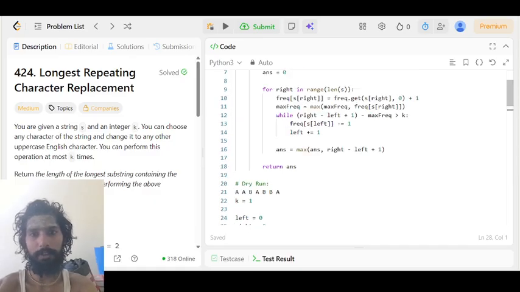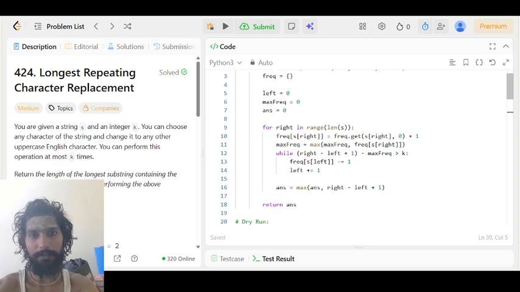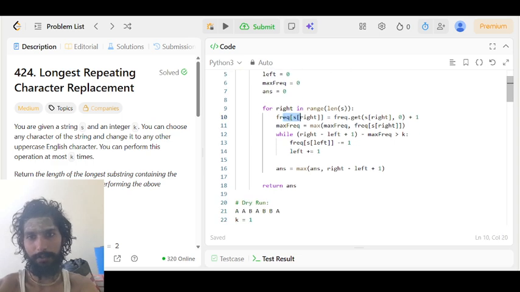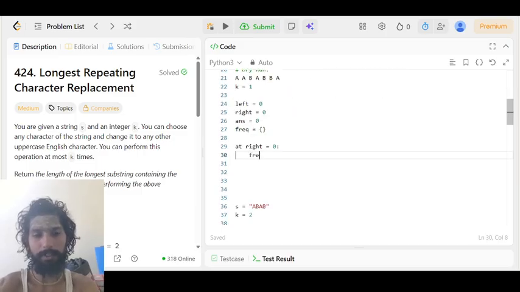So we are looping through right. At right equals 0, we update our frequency of S right. So my frequency set will become, what is my S0? A. So it will have A, first element as A, and its frequency will be 1.